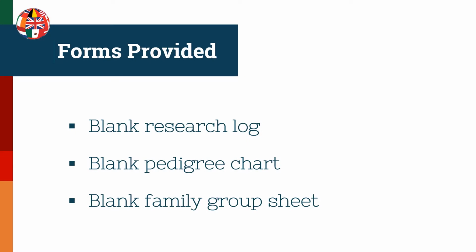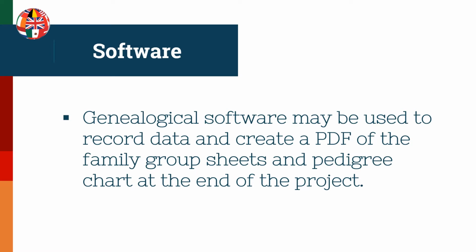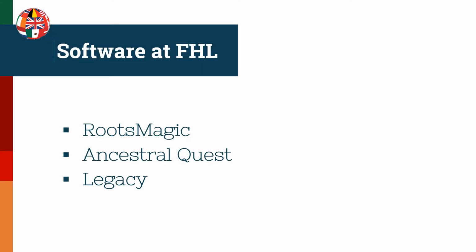You will be given a blank research log, a blank pedigree chart, and a blank family group sheet, or multiple sheets. You may discover multiple families and need to fill out more than one family group sheet. Your genealogical software may be used to record the data and create a PDF of the group sheets and pedigree chart at the end of the project. If you're testing at the Family History Library, the software that's available is RootsMagic, Ancestral Quest, and Legacy. If you're testing elsewhere, then you will need to do your homework and figure out if there is software there that you can use.